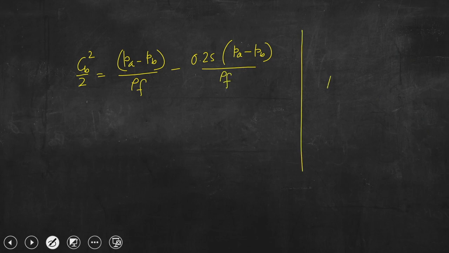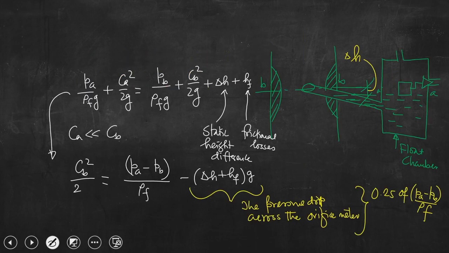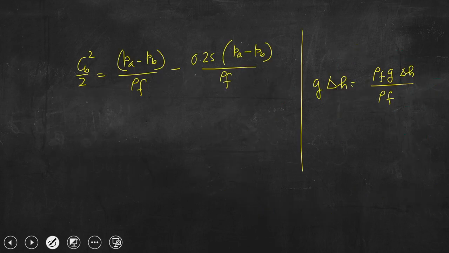Let me tell you, this delta h can be written as rho_f into g into delta h divided by g into delta h, that would be rho_f. So, if we go back to the previous slide, delta h into g can be written like this, and h_f into g. So, basically it can be written that rho_f into g into h_f divided by rho_f.